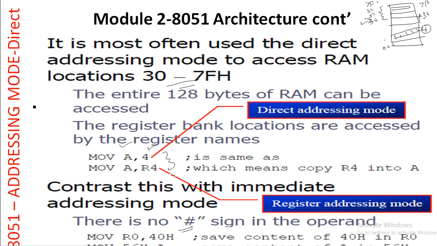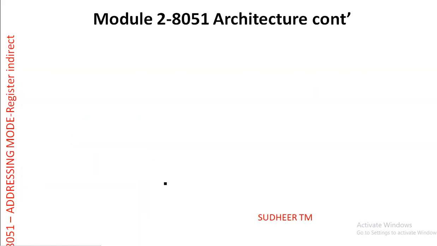So if you want to use direct address, you can use move R0, say 35H. What will happen after this execution? In our register bank, register R0, there is a location here whose address is 35. The content from this will move to R0. That is what move R0, 40H does. With 56H, to the location 56, the content of the accumulator will be copied. That is what direct addressing mode is.